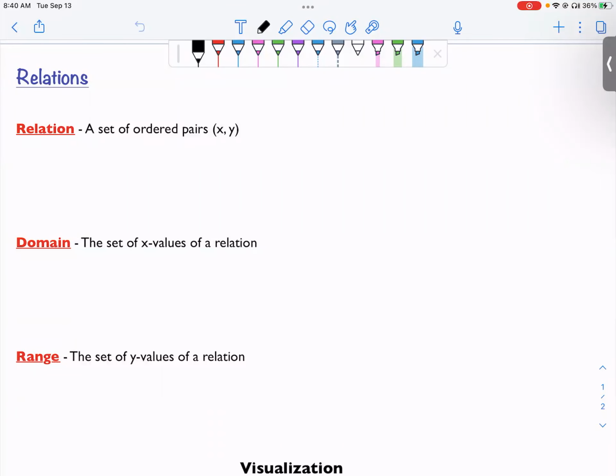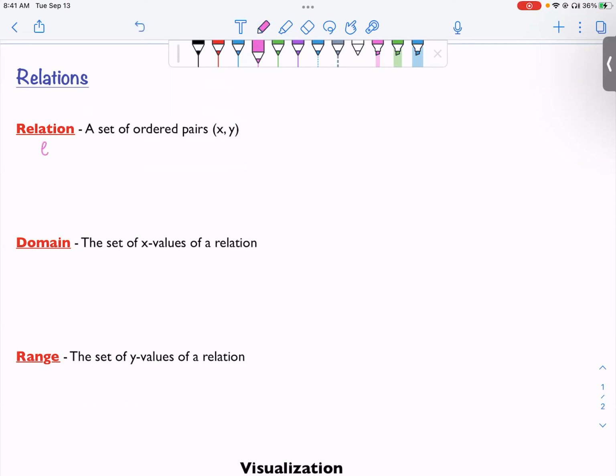Let's talk about relations. This conversation we're about to have about relations is going to relate into functions. Relations are what we talk about right before we start talking about functions. What is a relation? At its simplest, it's a set of ordered pairs, an ordered pair being a coordinate point x comma y.